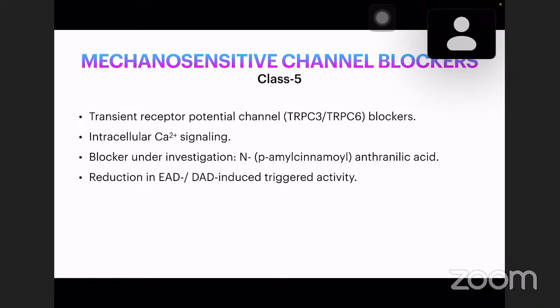Coming to class 5, these are transient receptor potential channel blockers. They also decrease the calcium signaling. The only drug that is under investigation is N-anthranilic acid. It also decreases the early afterdepolarization and delayed afterdepolarization induced trigger activity.